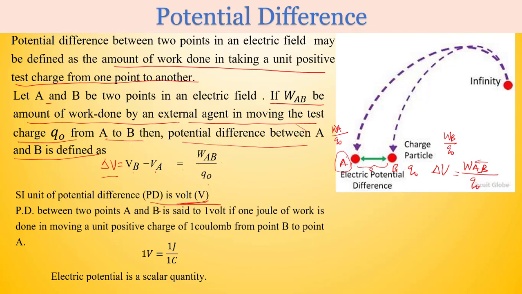Volta, the scientist, you are familiar with, so to honor him the unit is given as volt. So potential difference between 2 points A and B is said to be 1 volt if 1 joule of work is done in moving a unit positive charge of 1 coulomb from point B to point A. So that I have already explained to you, no need to explain it again.